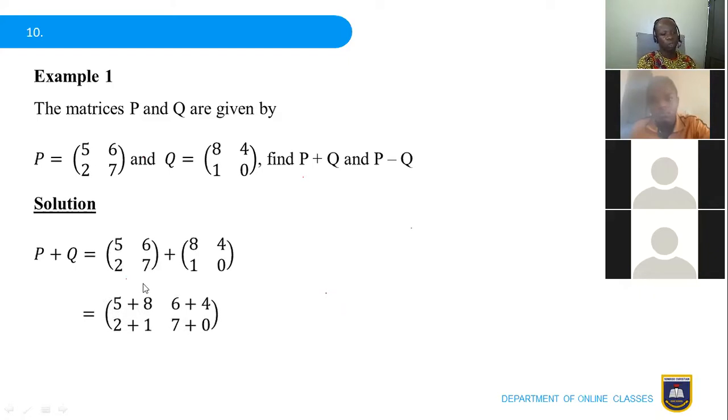Now, this is going to give us, so we add their corresponding elements. So you see that the 5 is corresponding to the 8 here. So your 5 plus 8, and then your 6 is also corresponding to the 4, and that gives you 6 plus 4. We also have 2 corresponding to 1, and that gives us 2 plus 1. And then your 7 is also corresponding to 0. So we have 7 plus 0. If you simplify this, your answer will be 13, 10, 3, and then 7. That will be the addition of these two matrices.